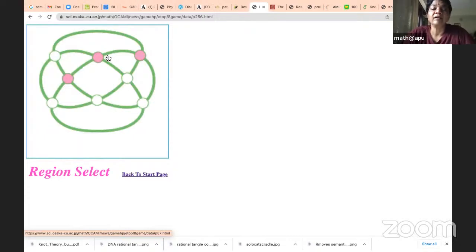Are they bounded regions? Are there unbounded regions? How many unbounded regions are there? Here we have only one unbounded region. Everything else, so 1, 2, 3, 4, 5, 6, 7, 8, 9. There are 9 bounded regions, and the outside of this diagram is an unbounded region, right?